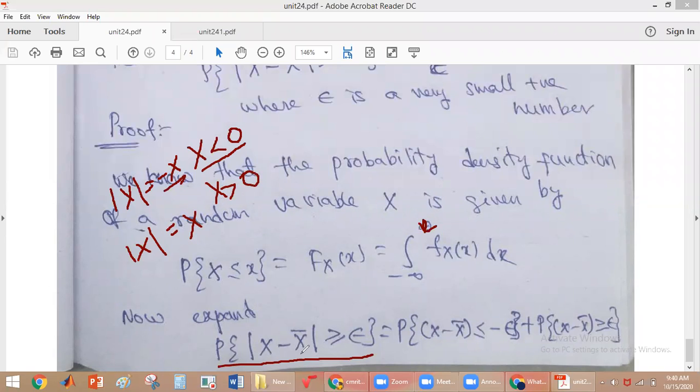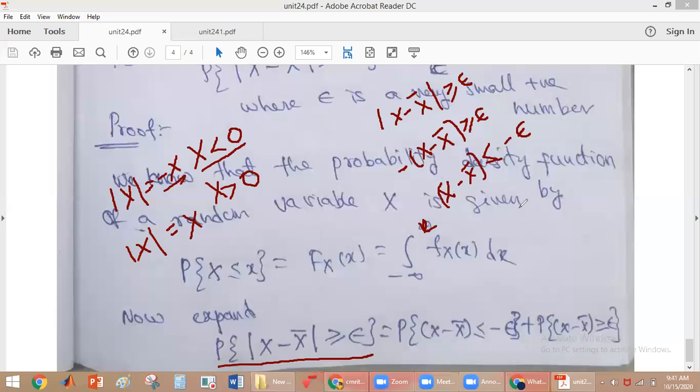Similarly here, what is given? It is given that mod x minus x bar is greater than or equal to epsilon. For negative values, mod x minus x bar will be minus of x minus x bar, so minus of x minus x bar is greater than or equal to epsilon. Now if you multiply both sides with minus 1, since you are multiplying with minus 1, this becomes x minus x bar less than or equal to minus epsilon.